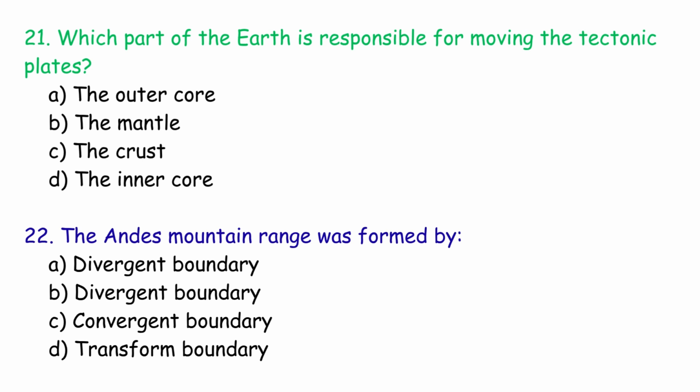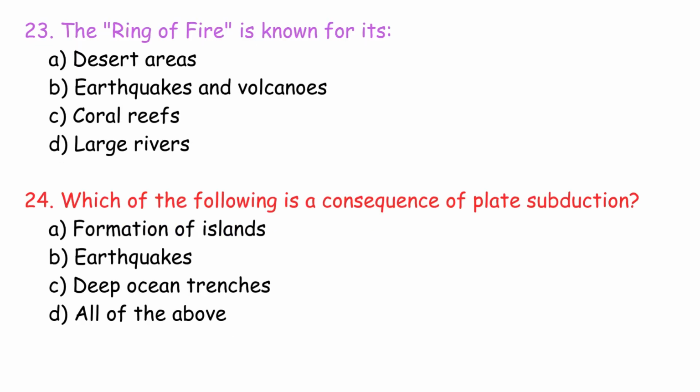22. The Andes mountain range was formed by A. Divergent boundary. B. Divergent boundary. C. Convergent boundary. D. Transform boundary. 23. The Ring of Fire is known for its A. Desert areas. B. Earthquakes and volcanoes. C. Coral reefs. D. Large rivers.